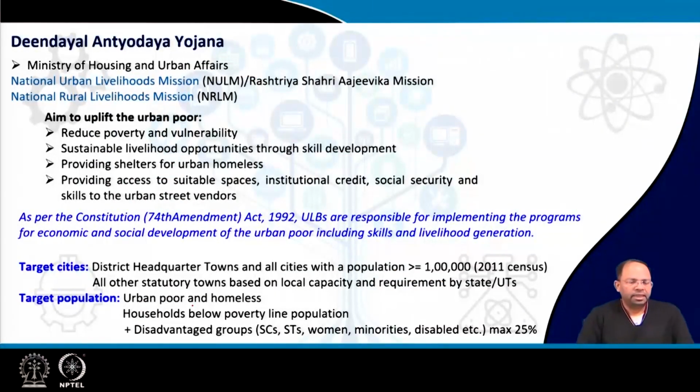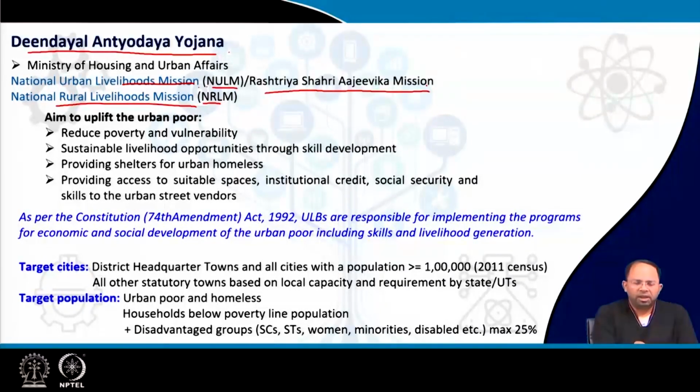Now coming to the Deen Dayal Antyodaya Yojana. This was set up by the Ministry of Housing and Urban Affairs, and it has two components. One is the National Rural Livelihood Mission, NRLM, and the other is the National Urban Livelihood Mission, which is NULM. This is also known as the Rashtriya Shahari Ajivika Mission. There are multiple aims for this particular program. The primary aim is to uplift the urban poor, but there are several sub-objectives. The first two relate to improvement of livelihood opportunities for the people, and as a result, it will reduce poverty and vulnerability.